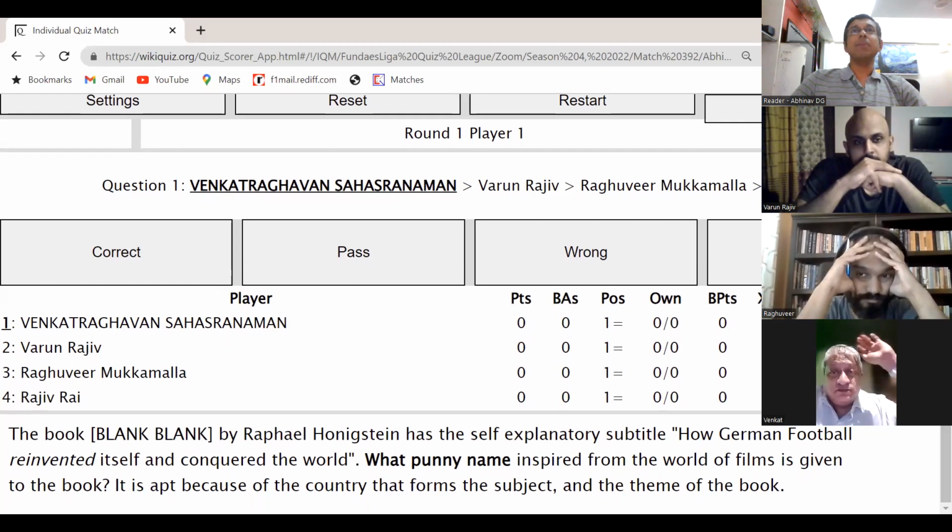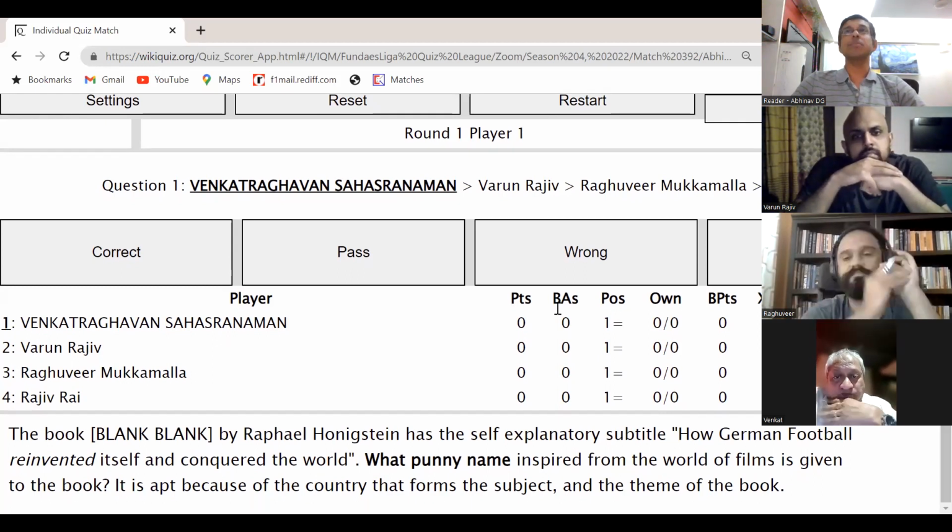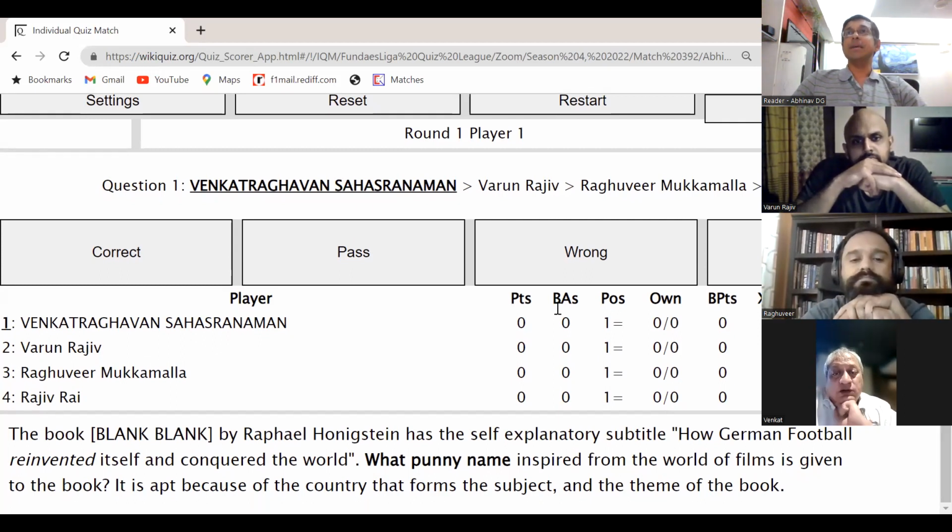The book Blank Blank by Raphael Honigstein has the self-explanatory subtitle How German Football Reinvented Itself and Conquered the World. What punny name inspired from the world of films is given to the book? It's apt because of the country that forms the subject and the theme of the book.